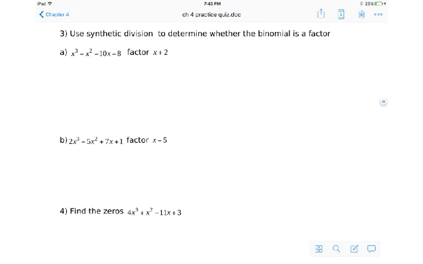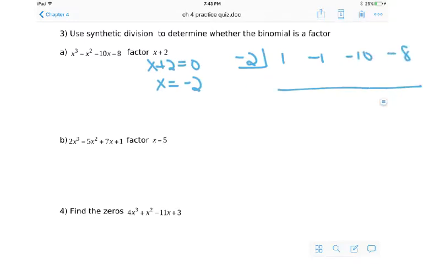In order to use synthetic division to determine whether a binomial is a factor, I'm going to take the binomial that I think is a factor, set it equal to 0, and solve for x. That number goes in my box. Next to the box go the coefficients of the polynomial, 1, -1, -10, -8. Don't forget to ask yourself if there are any missing terms, because if you have any missing terms in the polynomial, you need to put zeros in their places.